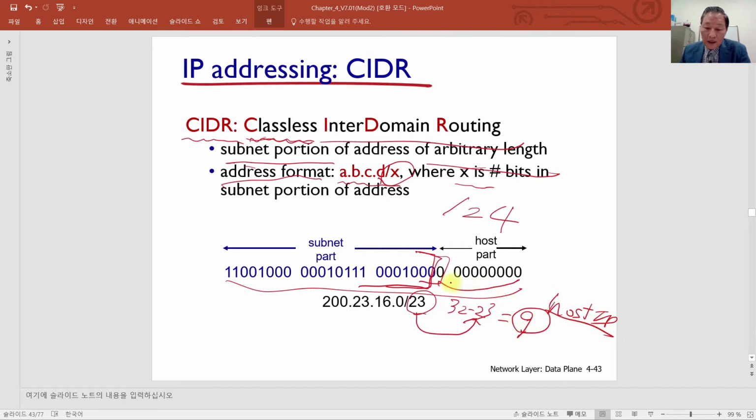9 bits. Thus, how many hosts can we attach in this network? 2 to the power 9. And as we learned already, we should subtract 2 because the all 0 and all 1 cases should be eliminated. Thus, that is 510. That is the whole number of host IDs in this subnet that can be used.